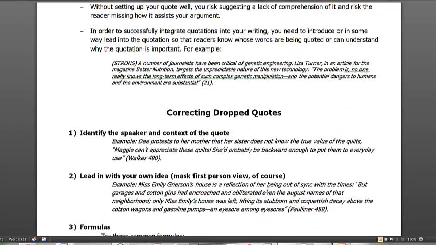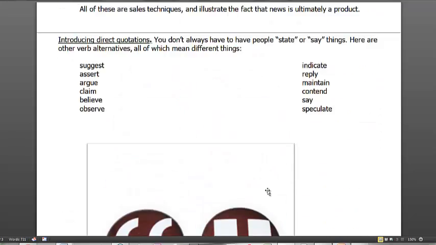And that concludes integrating quotations correctly. Enjoy.